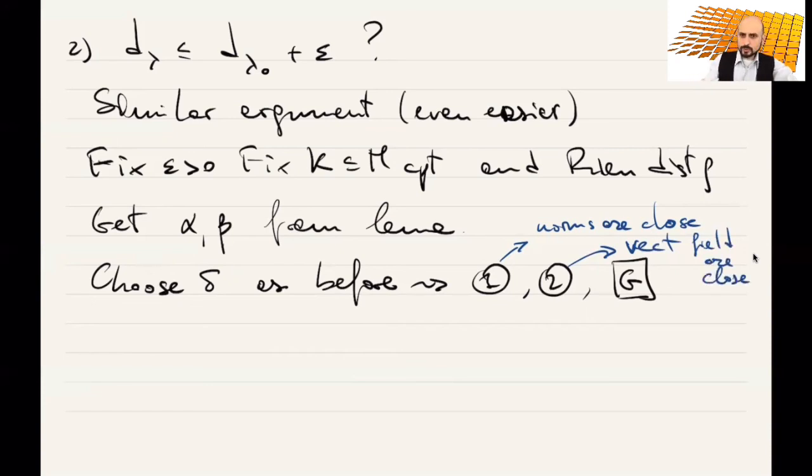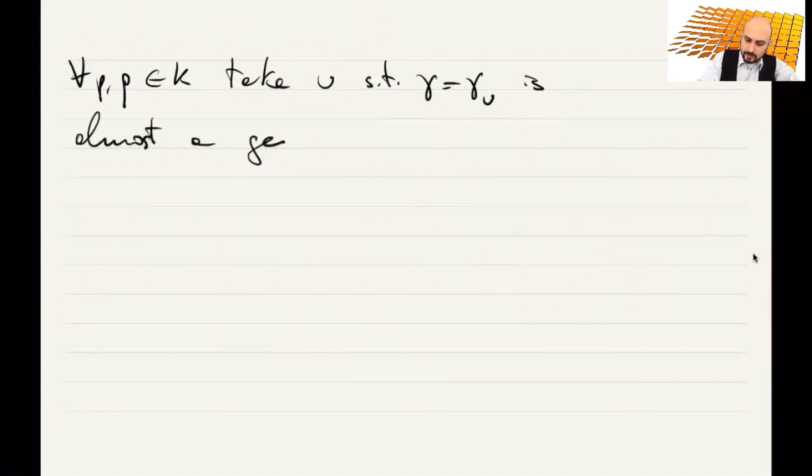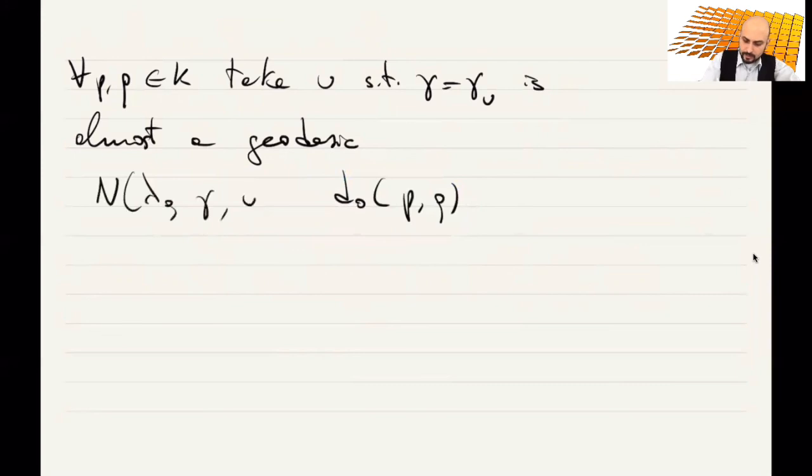And then we bound, for all p and q in k, we take a control that will not depend on lambda, because this is a control for the limiting structure. So this is an almost geodesic, in the sense that d0 pq, I should put first, that n lambda 0 gamma u is less than or equal to d0 plus epsilon, and again we can assume that this is almost everywhere constant.